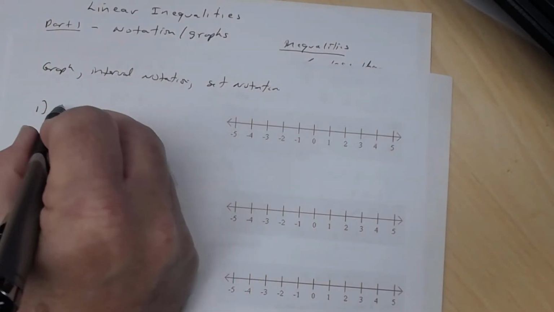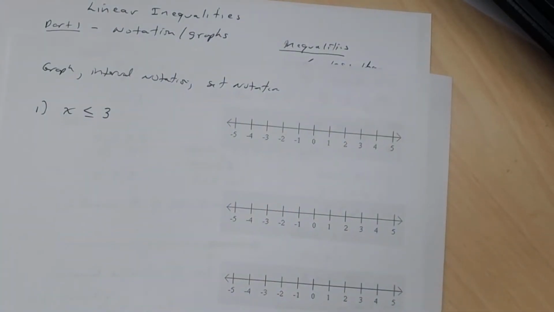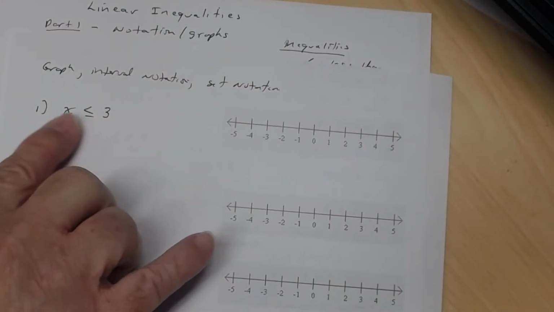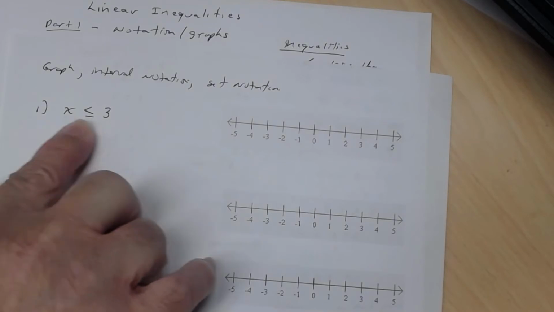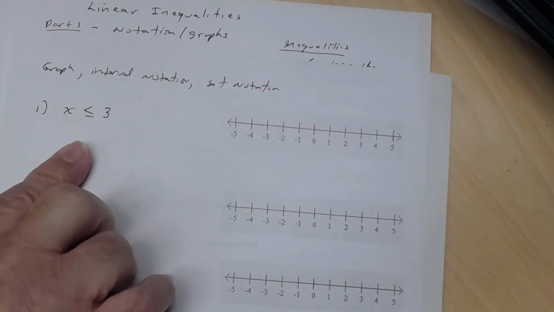Okay, so number 1. Suppose you had that x is less than or equal to 3. You solve this inequality and you get all your solutions are x is less than or equal to 3. So you want to graph the solution set for this inequality statement. So my solution set is any number less than or equal to 3.